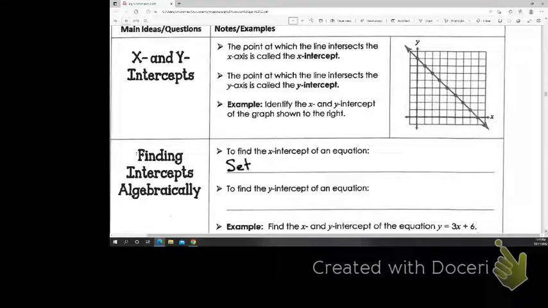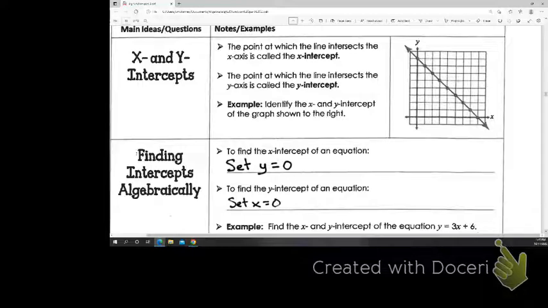when we found the zeros. We set the y equal to 0. So if we replace y with 0, and if I want to find the y-intercept, then I set the x equal to 0.